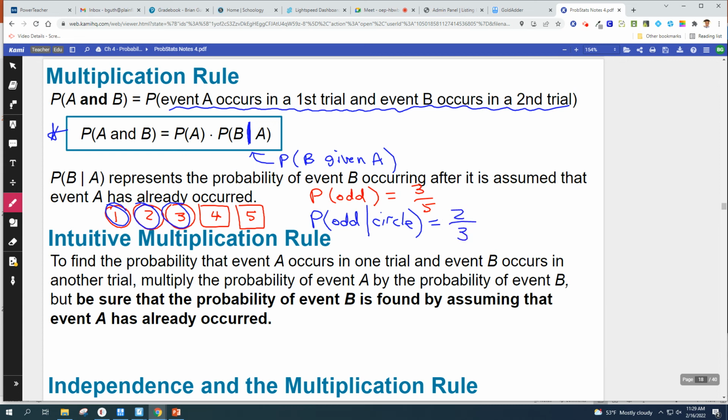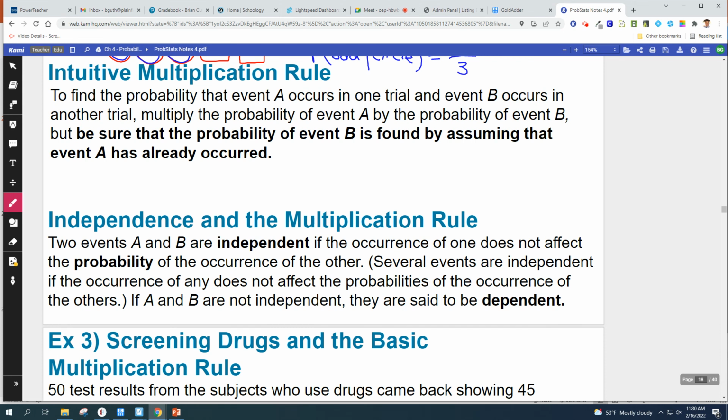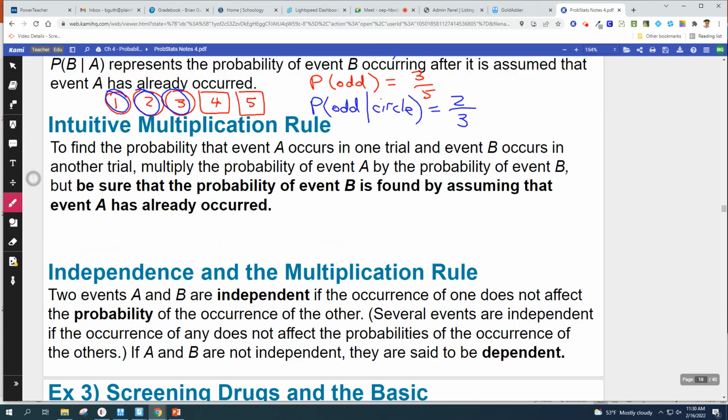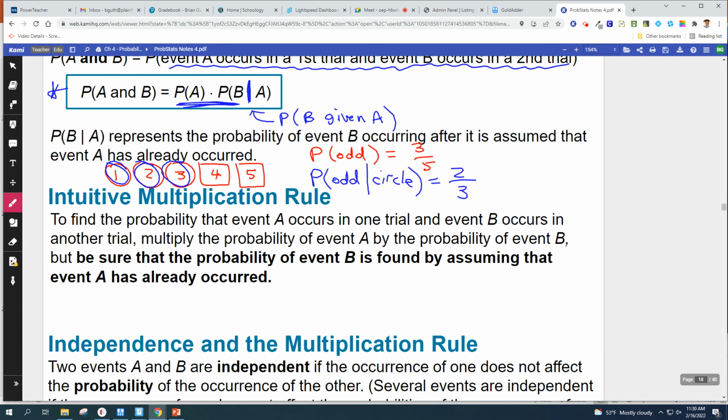Okay. And so, that's a tough thing to understand, okay? But knowing this extra background information changes my probability. It changes the problem. It changes the numbers. That's conditional. That's what we're talking about right there. So assuming that event A has already occurred. Intuitive multiplication rule. Define the probability that event A occurs in one trial and event B occurs in another trial. Multiply the probability of event A by the probability of event B, but be sure the probability of event B is found by assuming that event A has already occurred. So, that's just kind of rewording the formula right there. And we're essentially just multiplying, but you have to assume that event A has already occurred.